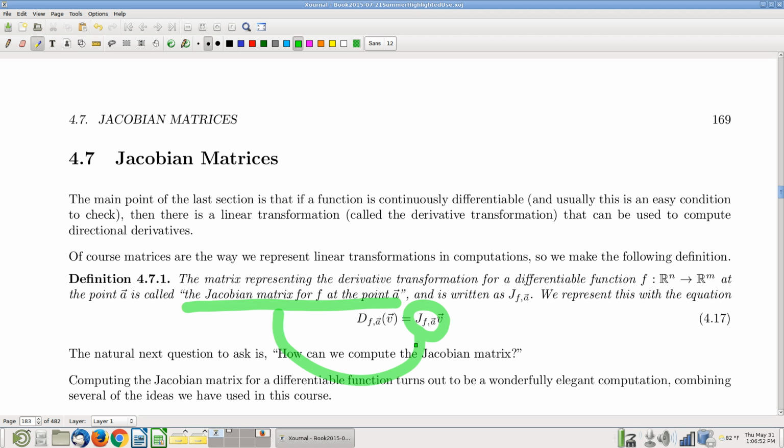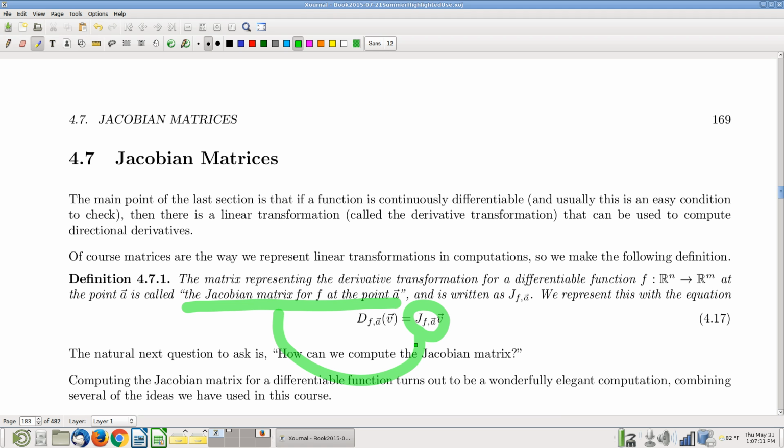J, capital J for Jacobi. Mathematicians can't do Jacobi. So the Jacobian matrix for the given function f at the point A. It's just a shorthand representing this linear transformation.